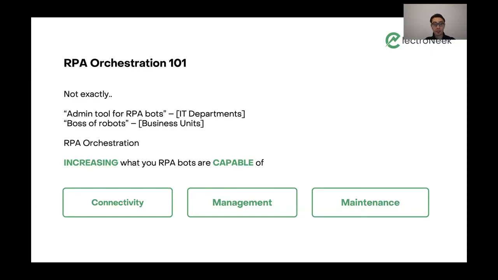While these definitions are technically close to reality, in fact, RPA Orchestrator is about increasing capabilities of bots in a very broad sense. Some vendors would call it automation hub, we call it orchestrator, but essentially that's a place where, because of the connectivity, because of the access to the bots, you increase what bots are capable of. So it drills down to connectivity, to management, and to maintenance, which can be combined with management.